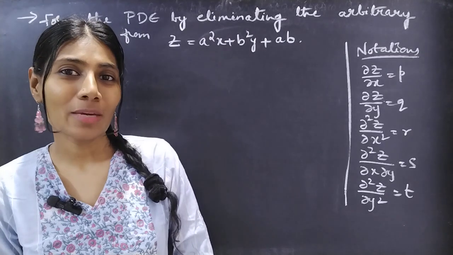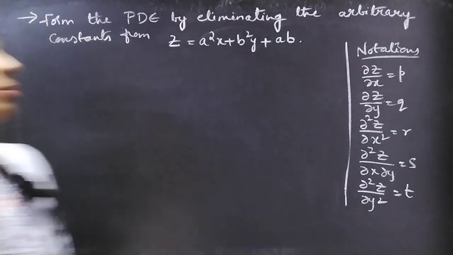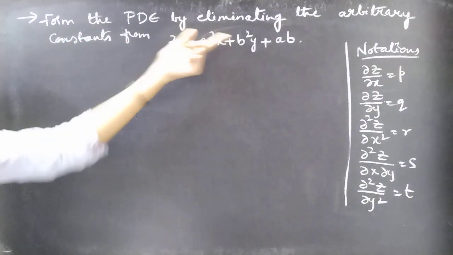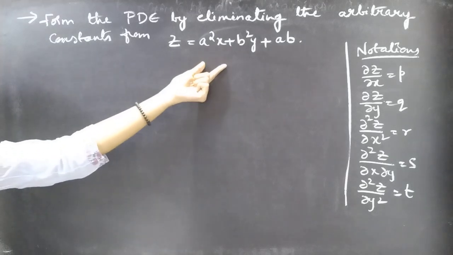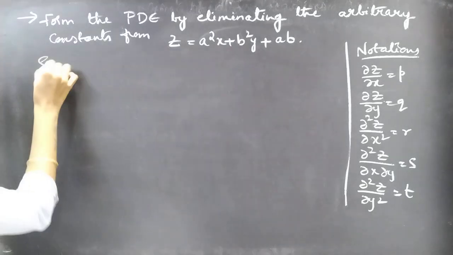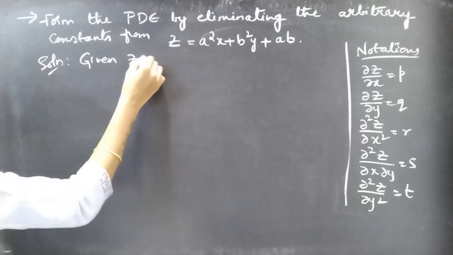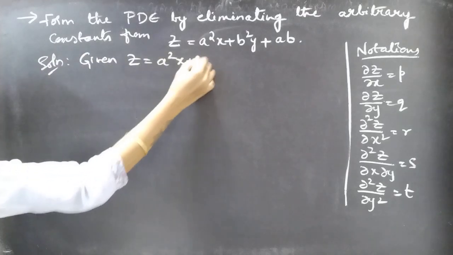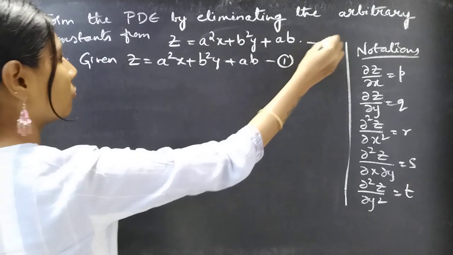In this video, we're going to see a problem from partial differential equation. So let's get going. Problem: form the partial differential equation by eliminating the arbitrary constants from z equal to a square x plus b square y plus ab. We are given an equation z equal to a square x plus b square y plus ab, right? Consider it as equation number 1.